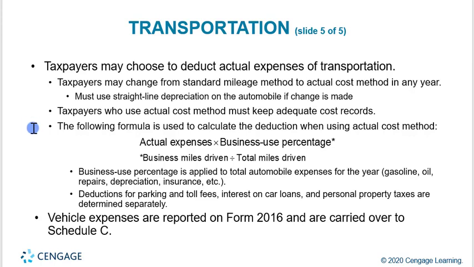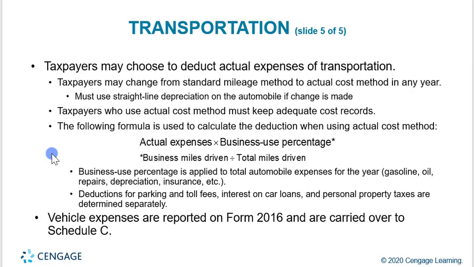The following formula is used to calculate the deduction when using the actual cost method: the auto expense times the business use percentage, and so business miles driven divided by the total miles driven. And so the business use percentage is applied to total automobile expenses for the year: gasoline, oil, repairs, depreciation, insurance, etc. Deductions for parking and tolls, interest on car loans, and personal property taxes are determined separately.